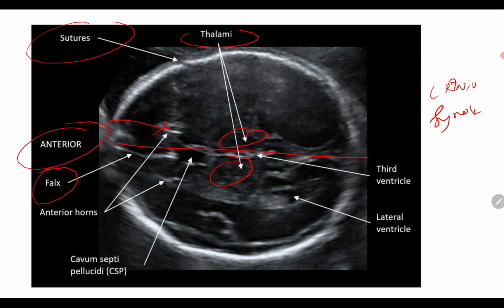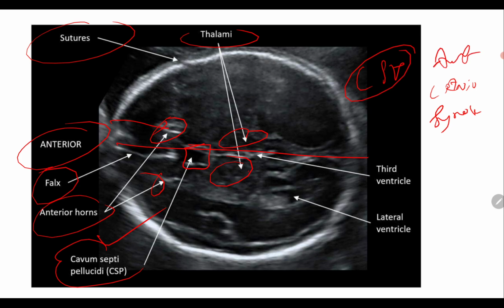This is the falx cerebri, this is the anterior, both sides of the anterior horn. You can see this cavum septum pellucidum. This is a rectangular structure, more towards the anterior. This is the CSP, the cavum septum pellucidum, more towards the anterior, and this is the third ventricle. You can see it between the thalami. You can get the third ventricle. You can see these are the lateral ventricles.